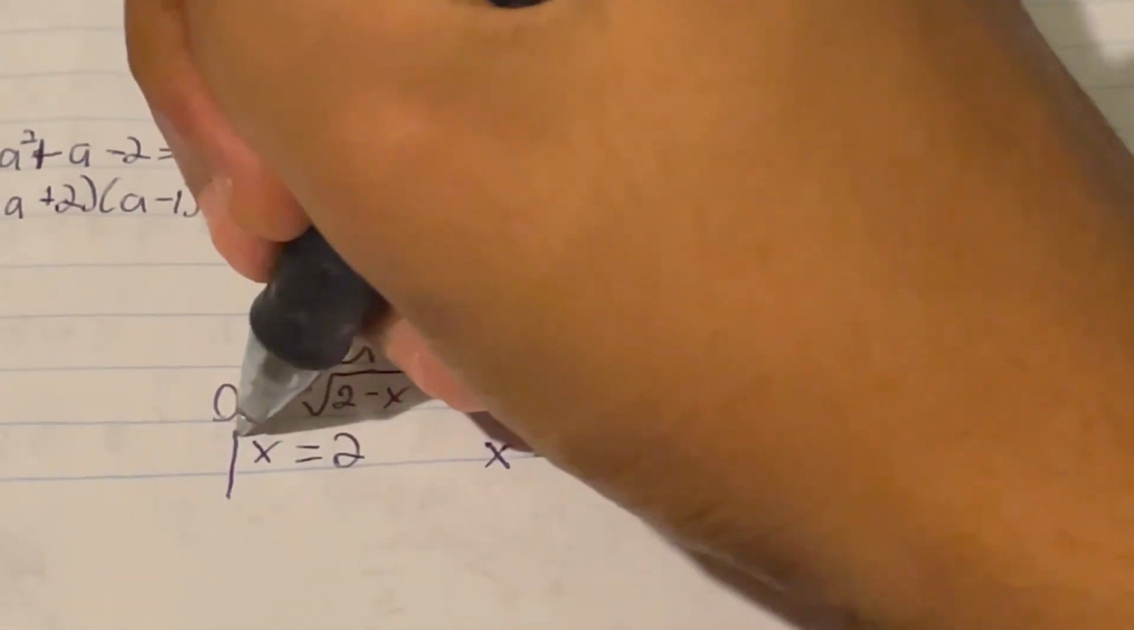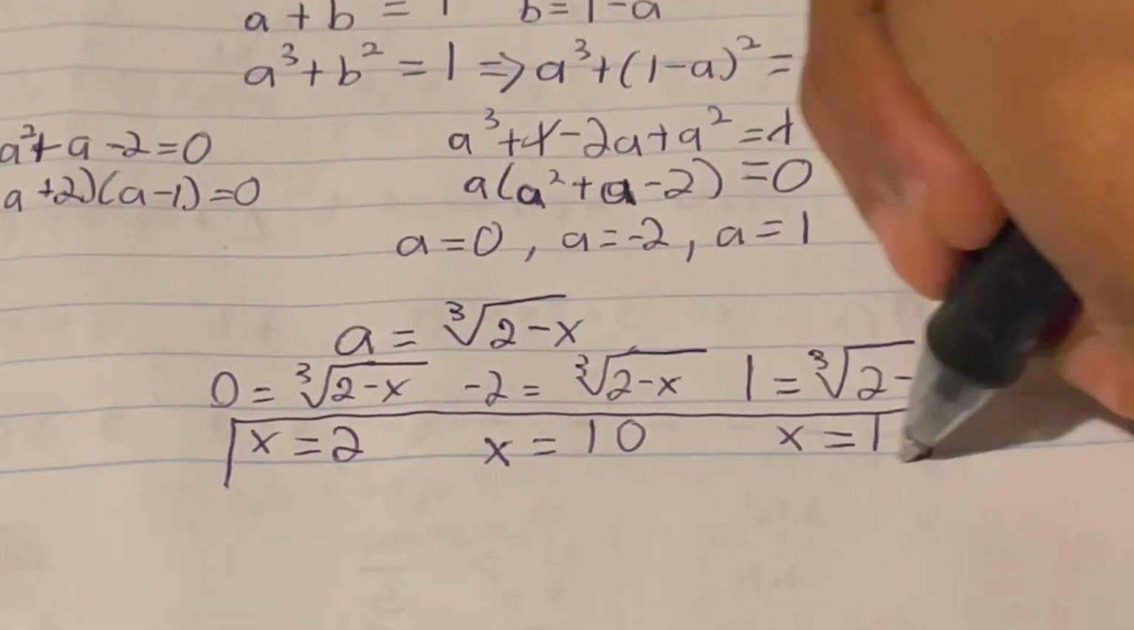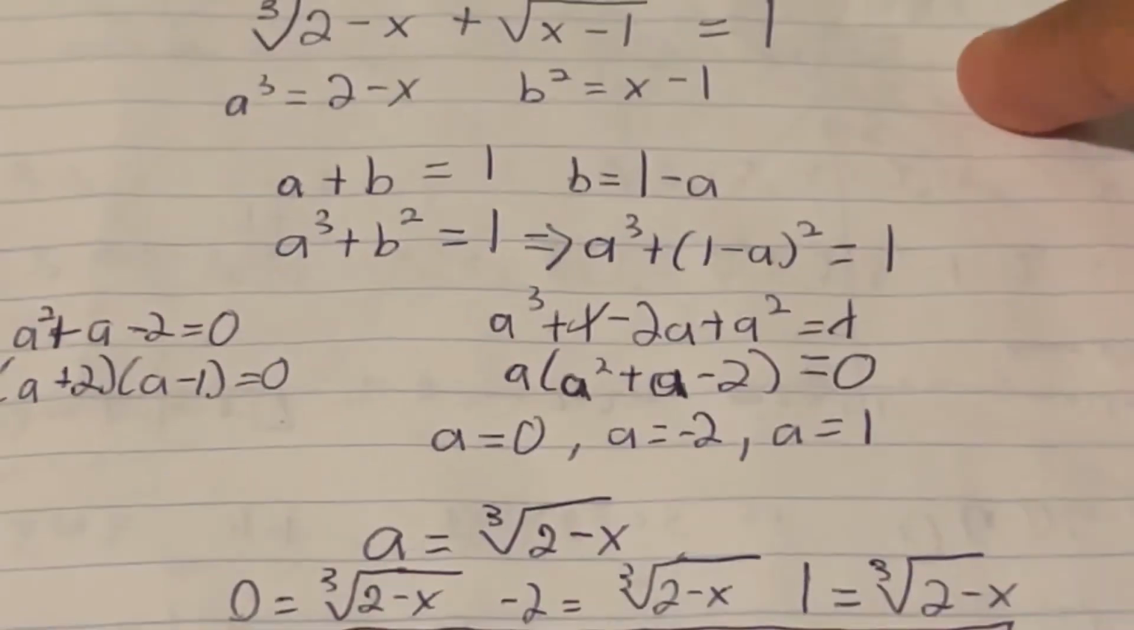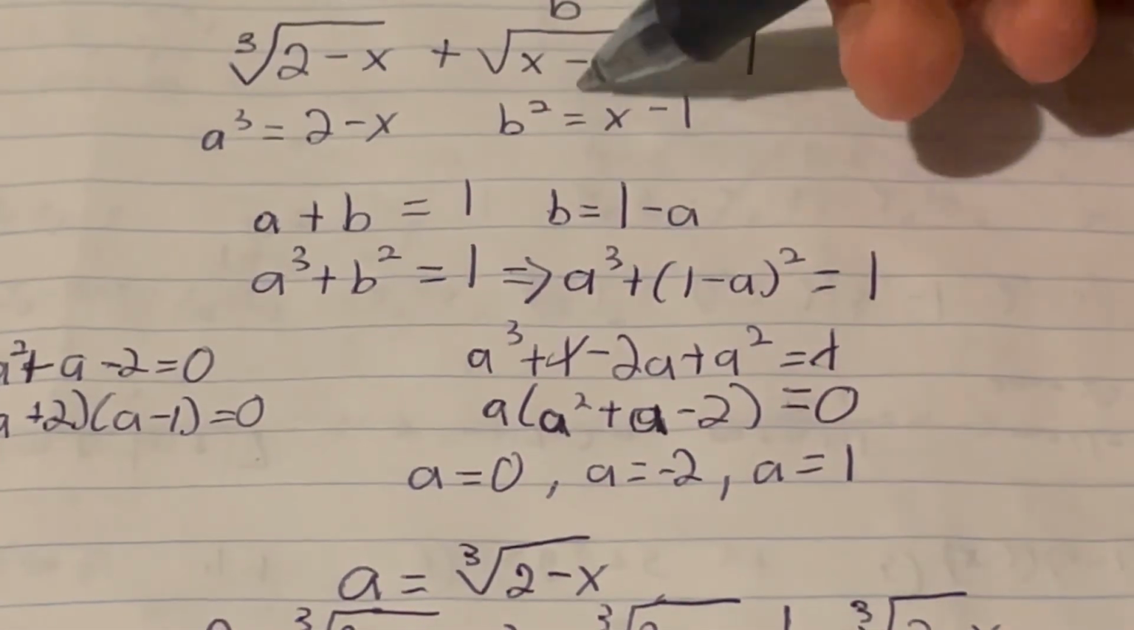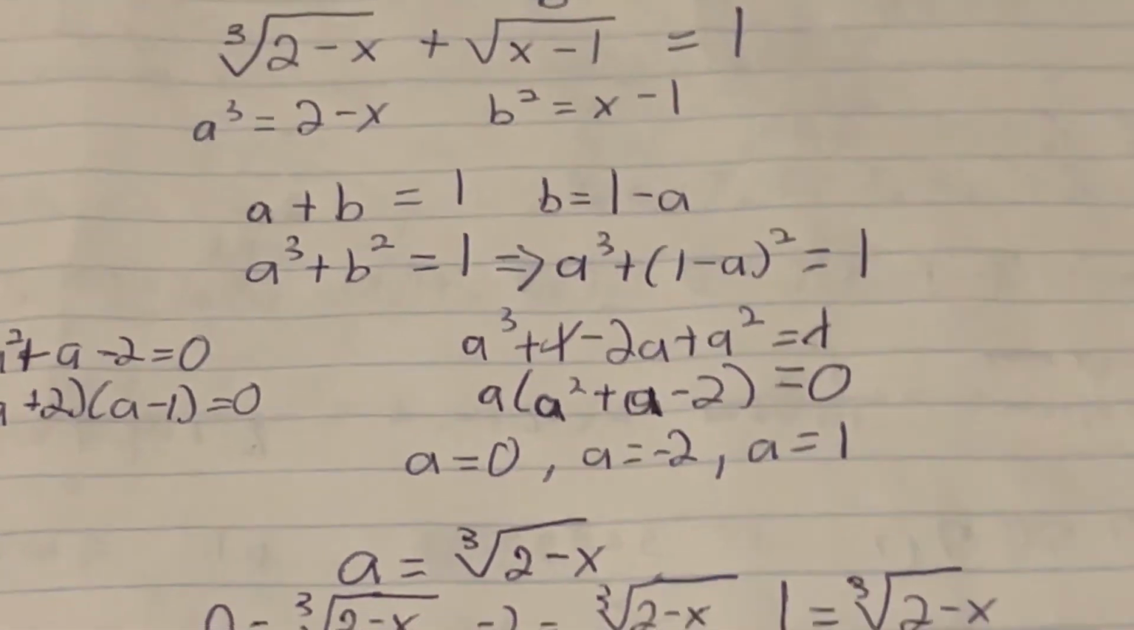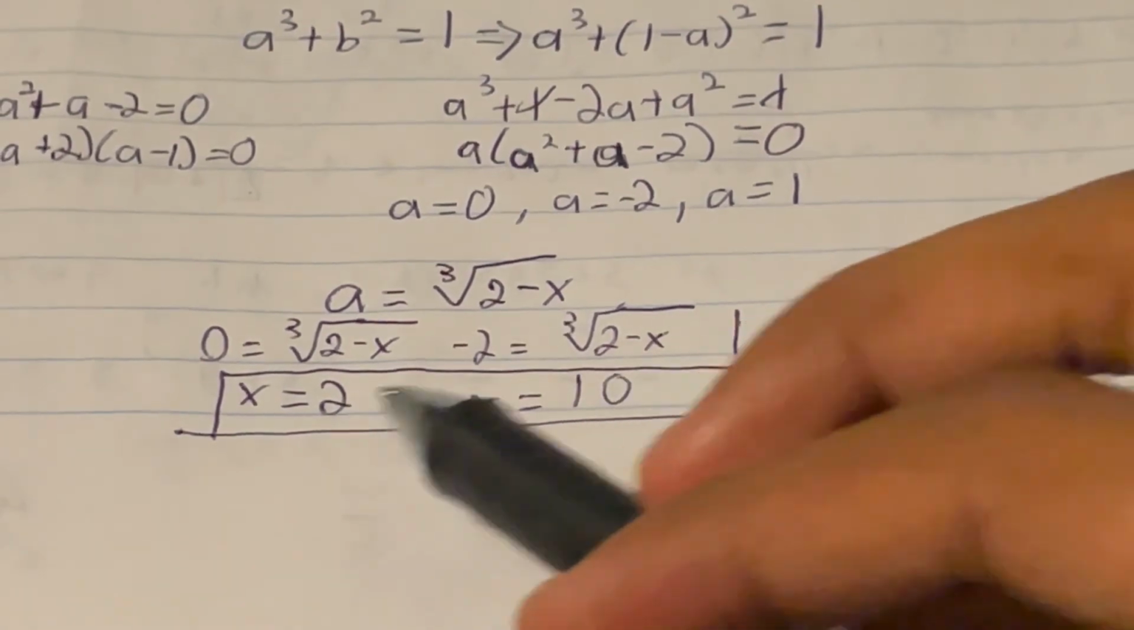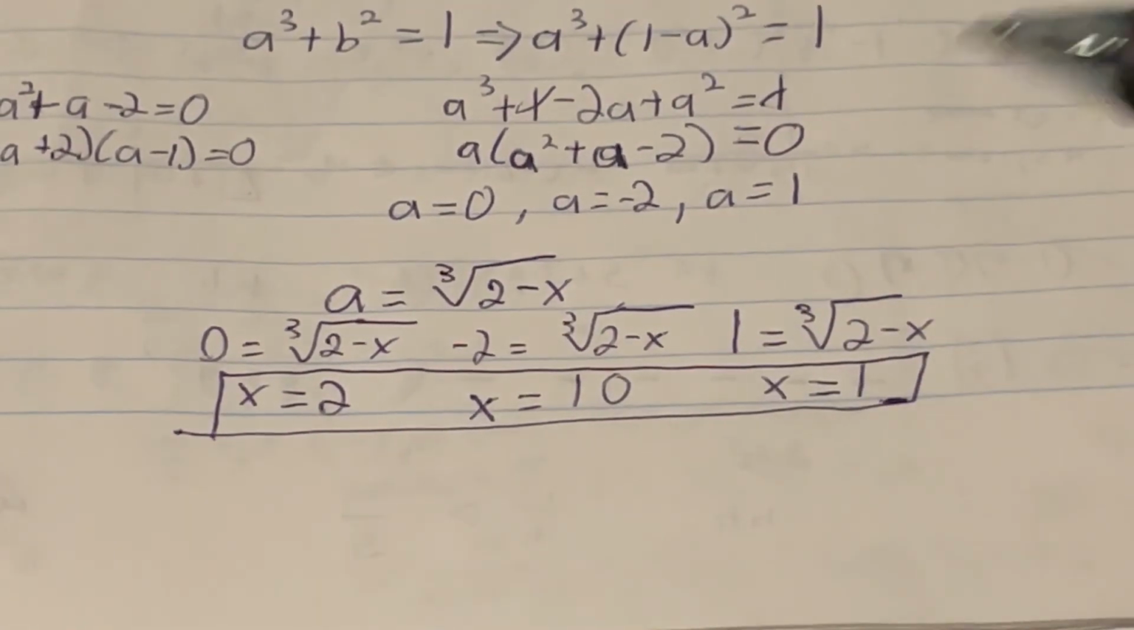And here we have our 3 solutions for the original equation, the cube root of 2 minus x plus the square root of x minus 1 equals 1, and that is x equals 2, 10, and 1. And we are done.